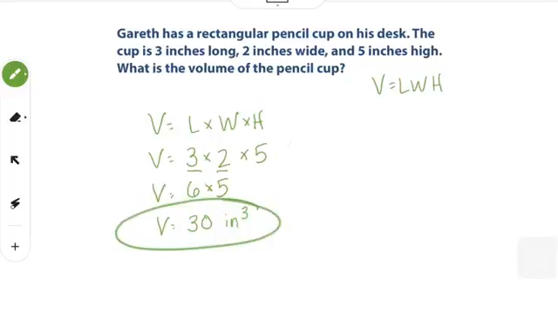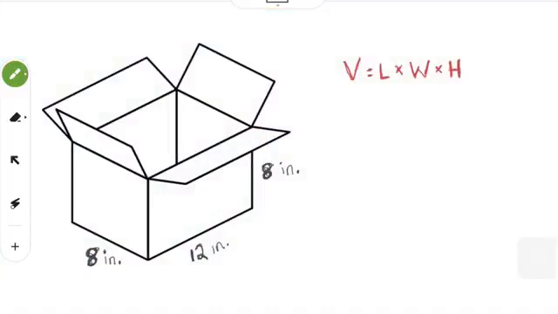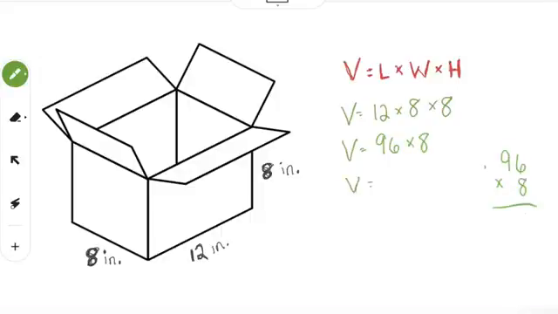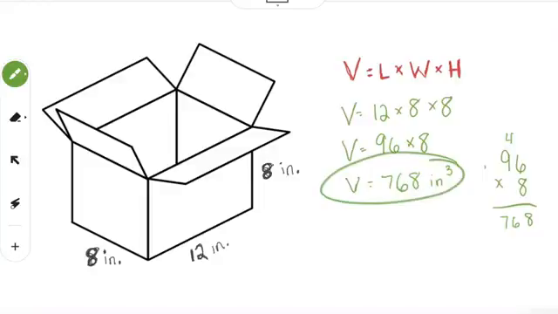Let's look at one more problem. In this problem, we have some bigger numbers. So we have 8, 12, and 8. See if you can figure out how much would fit in that box. If you got 768 cubic inches, great job. That is how you will solve volume problems using the volume formula.